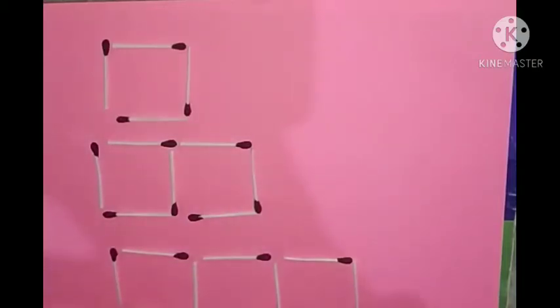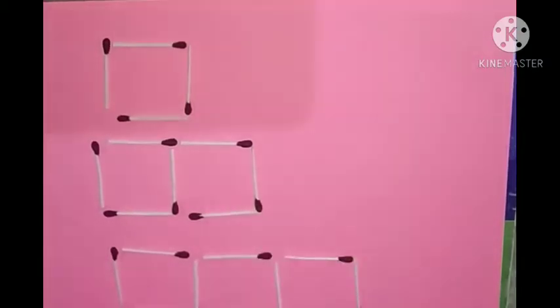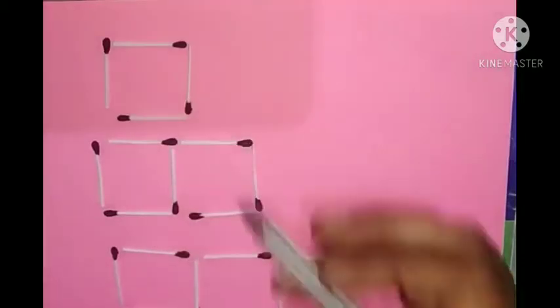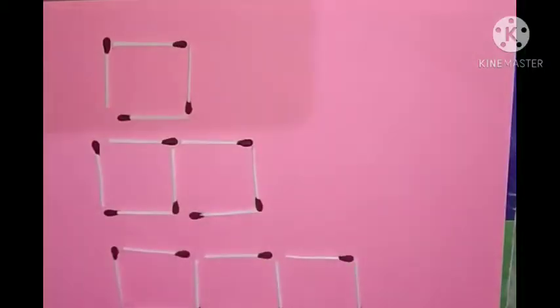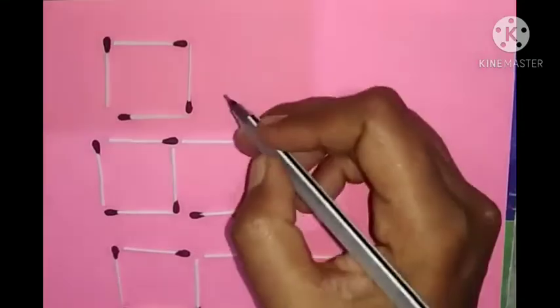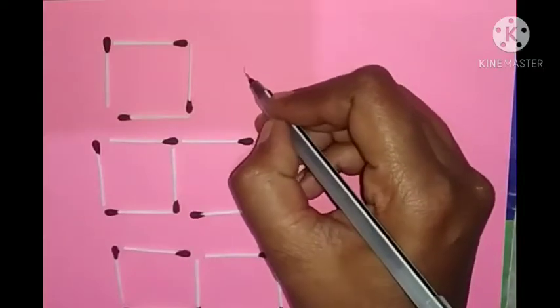So look at here, what we are seeing. Here we have taken matchsticks, and with the matchsticks we have made squares. So many squares we have made. Look at the first one. Here only one square is made, and how many matchsticks have we taken? 1, 2, 3, 4. So 4 matchsticks. If we write the number of matchsticks used to make the first square, that is 4.